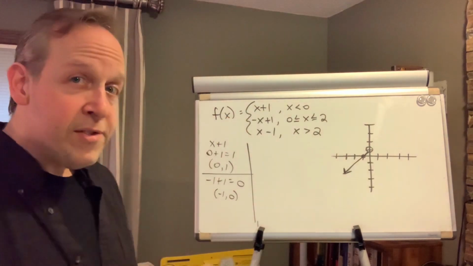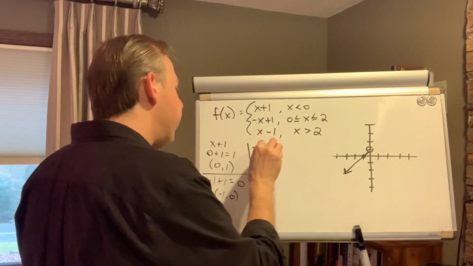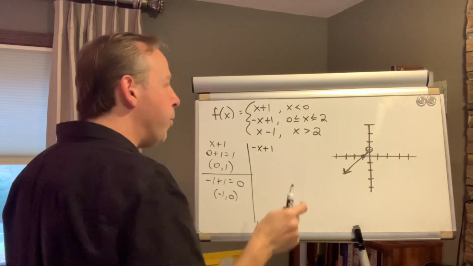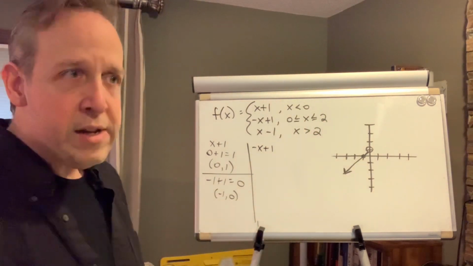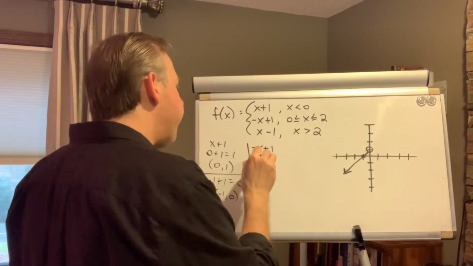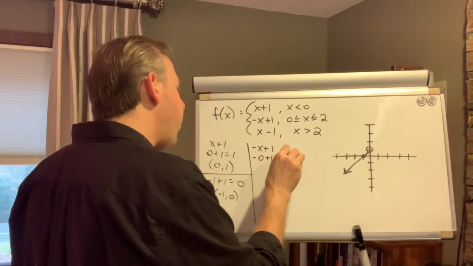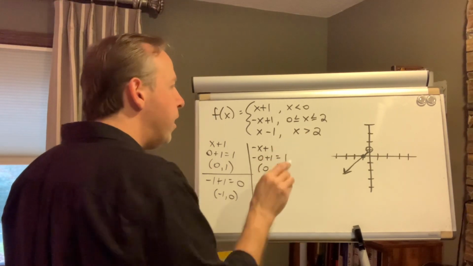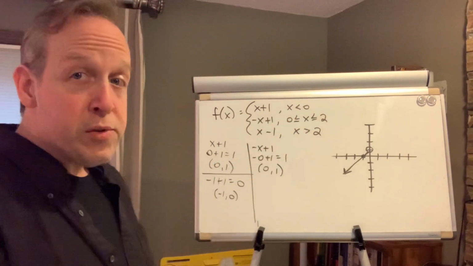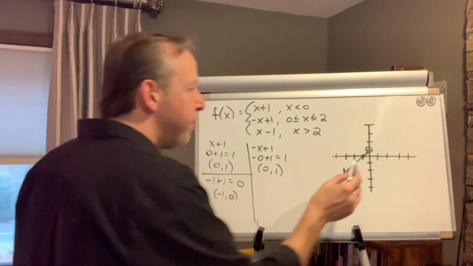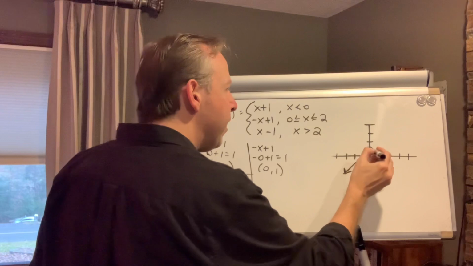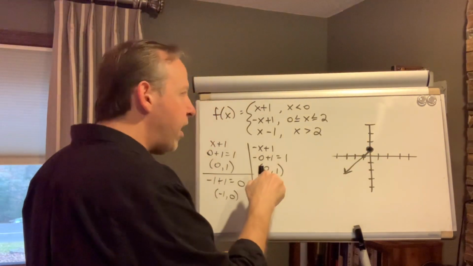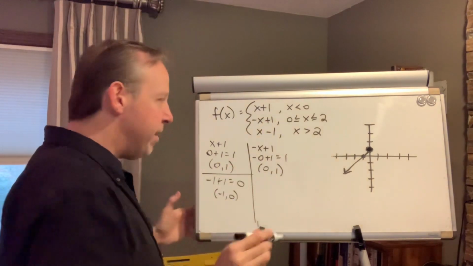The next piece is negative x plus 1. And we have these two endpoints for the segment. We're going to do each one at a time. Plug in the 0 first. Negative 0 plus 1 is still just 1. That's the coordinate 0, 1. It says less than or equal to, so it's a closed dot. Hey, but look, 0, 1 is already there as an open dot. Now it gets filled in because it exists there for this segment.